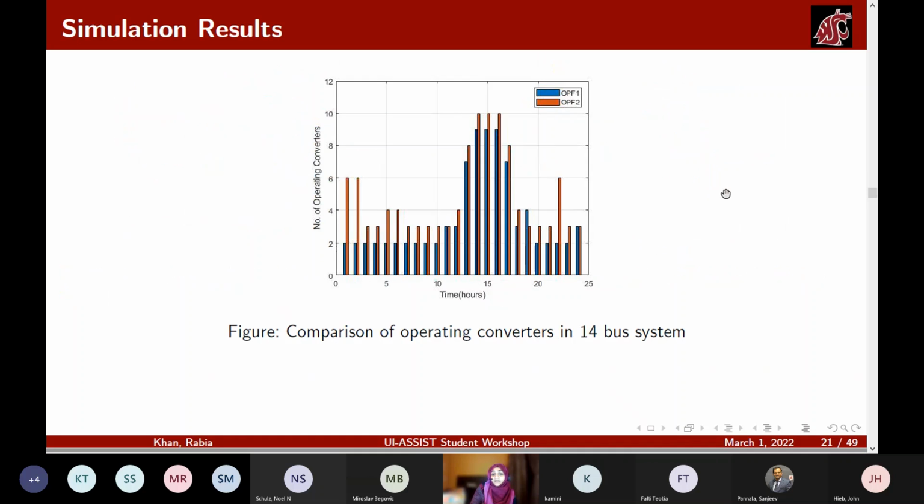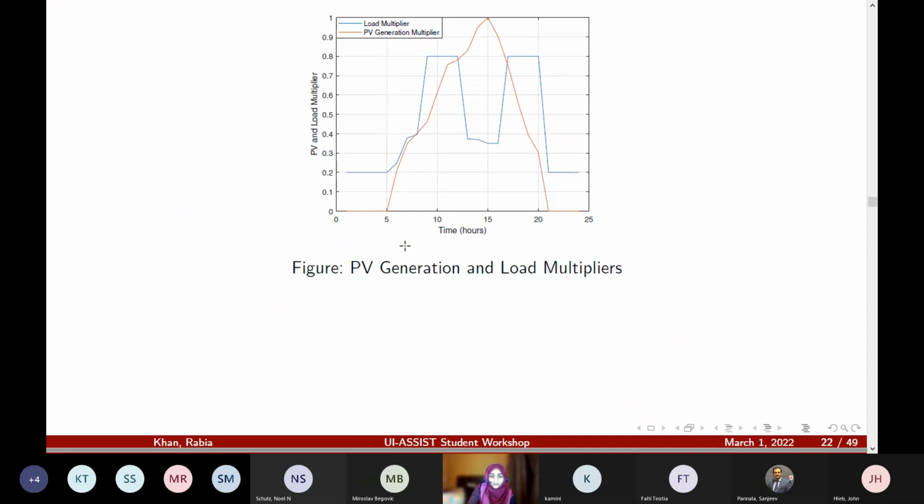And this is the comparison of the number of converters for both systems. In the one that we have proposed, we are trying to maximize the efficiency. The way it works is that fewer converters operate, but at a higher efficiency, as compared to more converters operating at lower efficiency. These are the multiplier curves we use for PV and load.